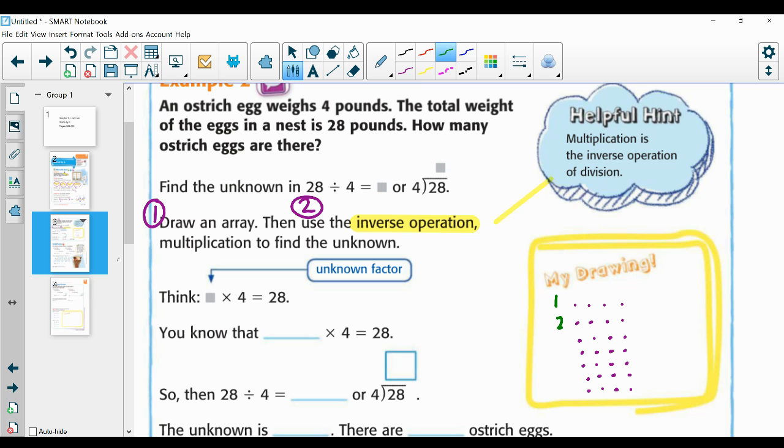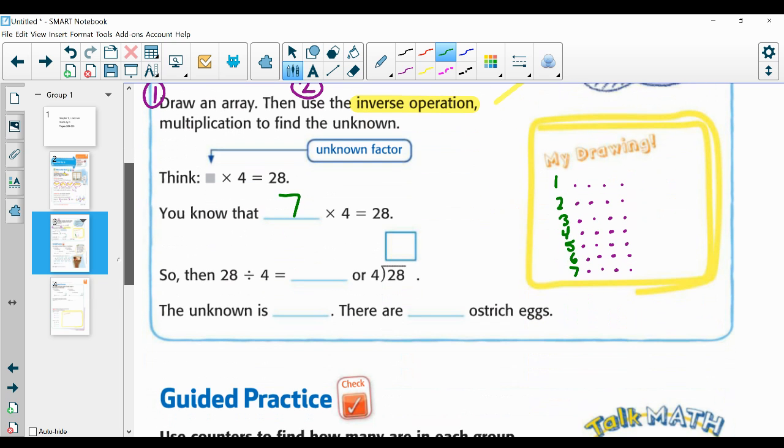1, 2, 3, 4, 5, 6, 7. So I know that 7 times 4 equals 28. So then 28 divided by 4 equals 7, or there are 7 4s in 28. The unknown is 7, so there are 7 ostrich eggs.